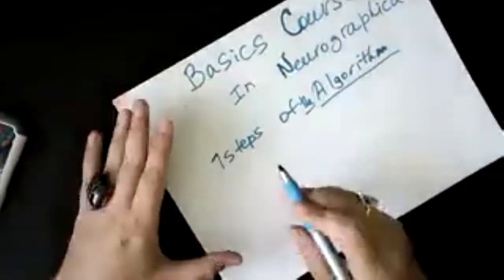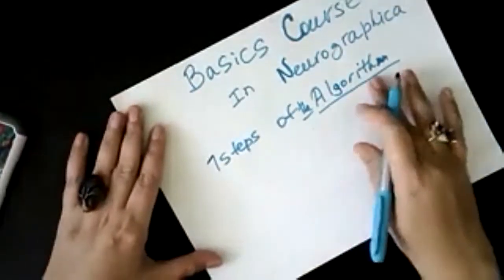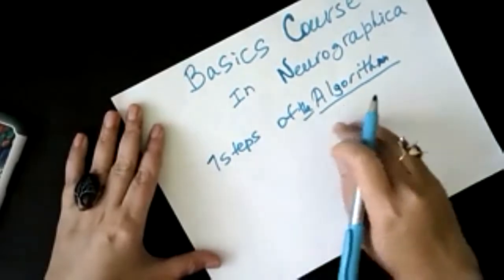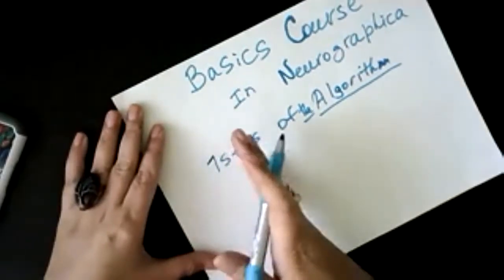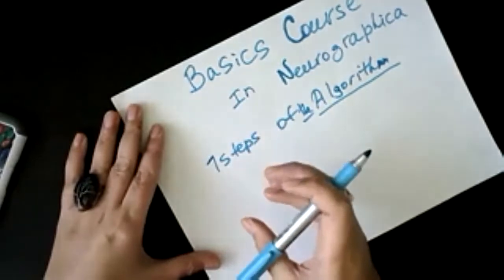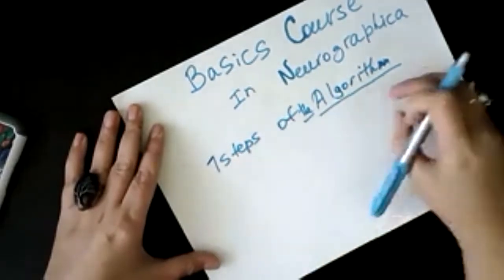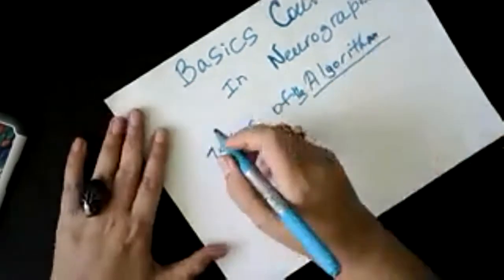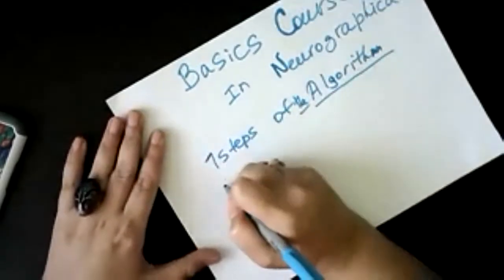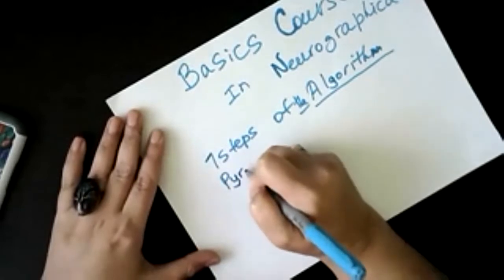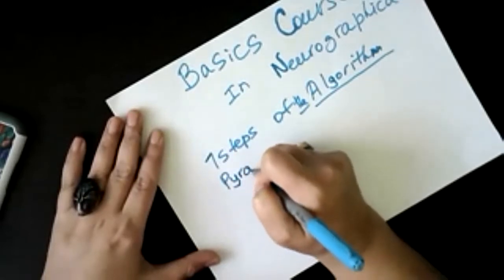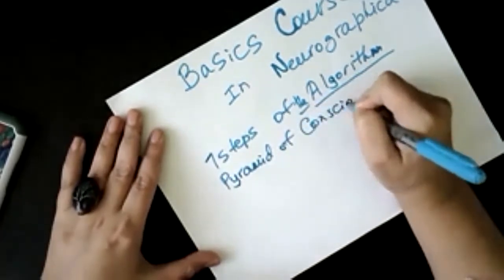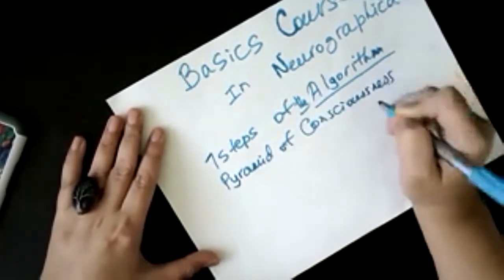Okay. So the 7 steps of the algorithm: when he used the word algorithm, it means the sequence of the steps, or having a certain way of doing. There's a process of achieving something. That's what the word algorithm means here. Now, what else will we learn? We will learn specifically today the pyramid of consciousness. That's something we're going to cover today.